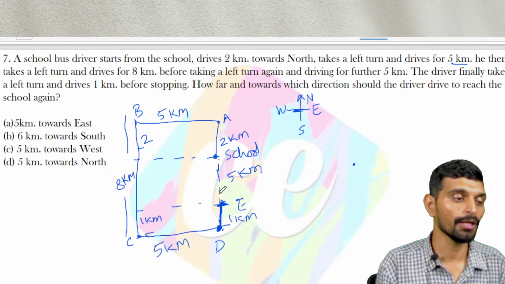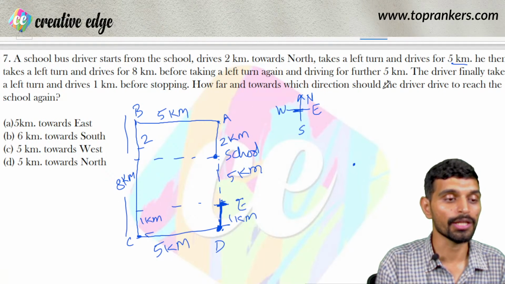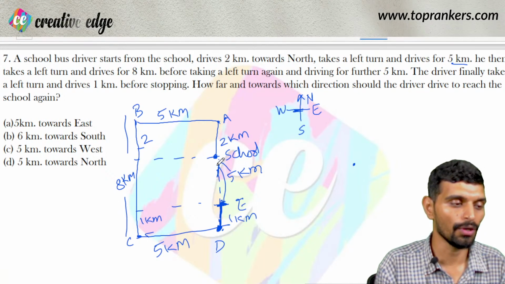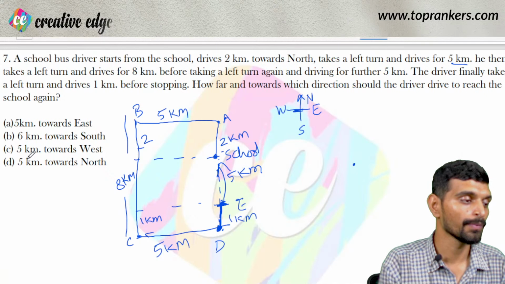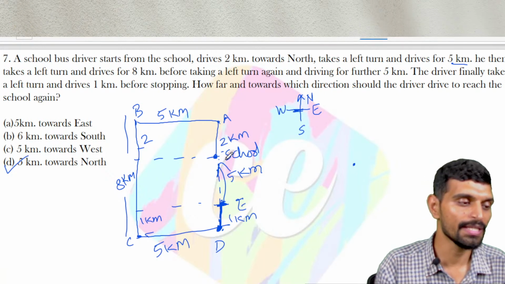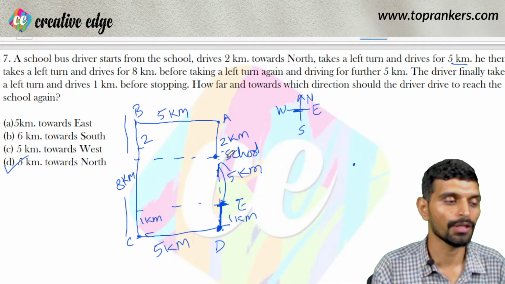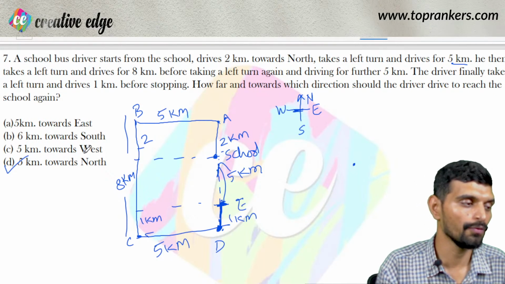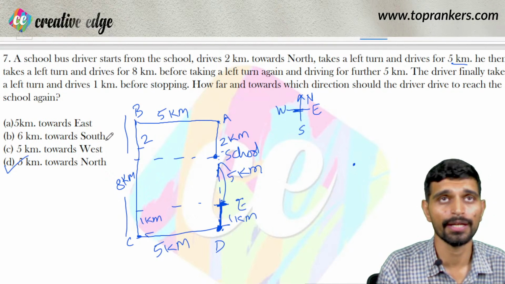And 5 kilometers, now in which direction should he drive? He should drive in the direction of north to reach the school. So 5 kilometers towards north will be the answer. It could be easily mistaken because 5 kilometers south would be the final position from the school, but as of now, we don't have 5 kilometers south as our answer.